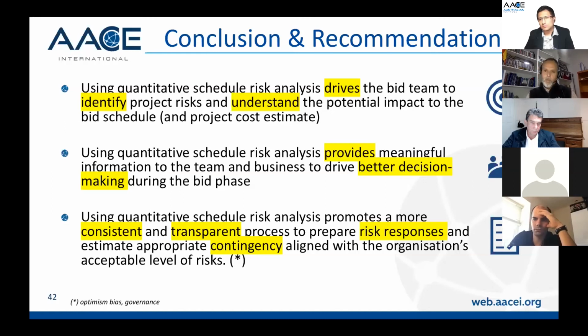So as you can see, we look at what we need to do to drive some of these risks and how we can handle them. And again, using the SRA promotes a more consistent and transparent process to prepare risk response, and to determine what is the adequate contingency aligned with the organization's acceptable level of risk. So I guess it's really just to minimize optimism and bias, and to ensure that we have some governance in place. So I think that's it from the case study.